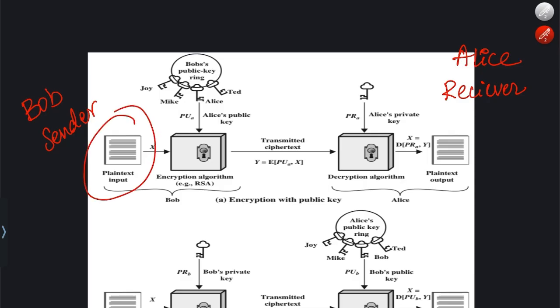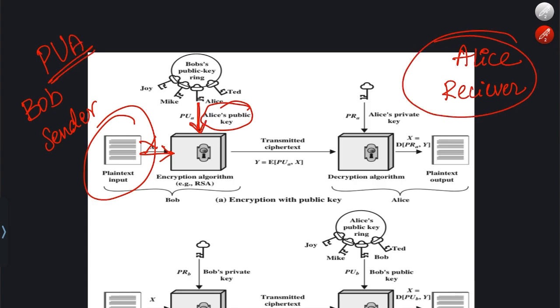Bob will send the plain text to the encryption algorithm. Here we are taking the public key of Alice, that is the public key of the recipient, and sending it to the algorithm, which produces the cipher text. The cipher text Y is equal to the encryption function, which comprises the public key of Alice along with the message or the plain text.